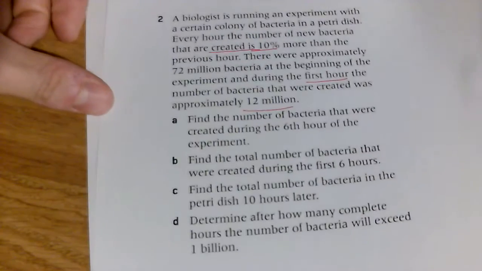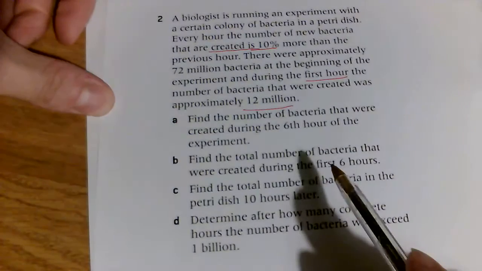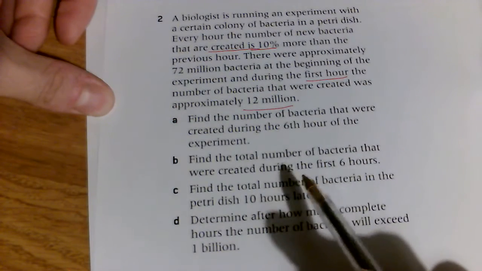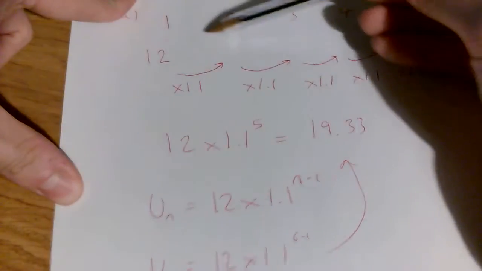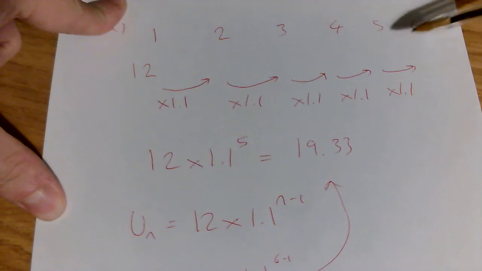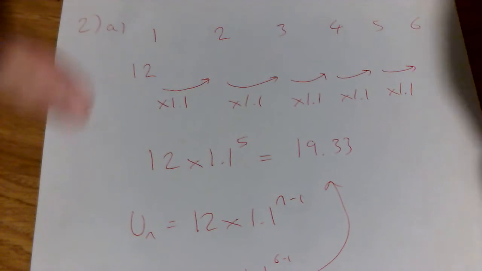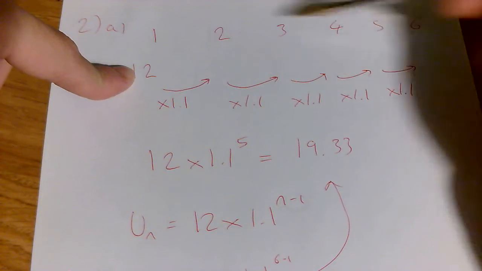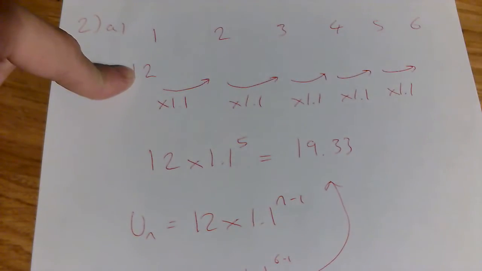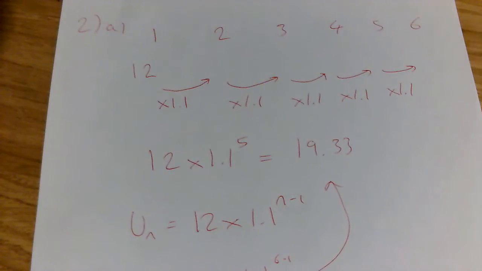Second question. Find the total number of bacteria that were created during the first 6 hours. Well, that is going to be all of these numbers, if we'd work them out, added together. All right, so we could do that times 1.1, do that times 1.1, and so on and so on and so on. Work out all of these, add them all up. That would be the answer. That's one way of getting it.